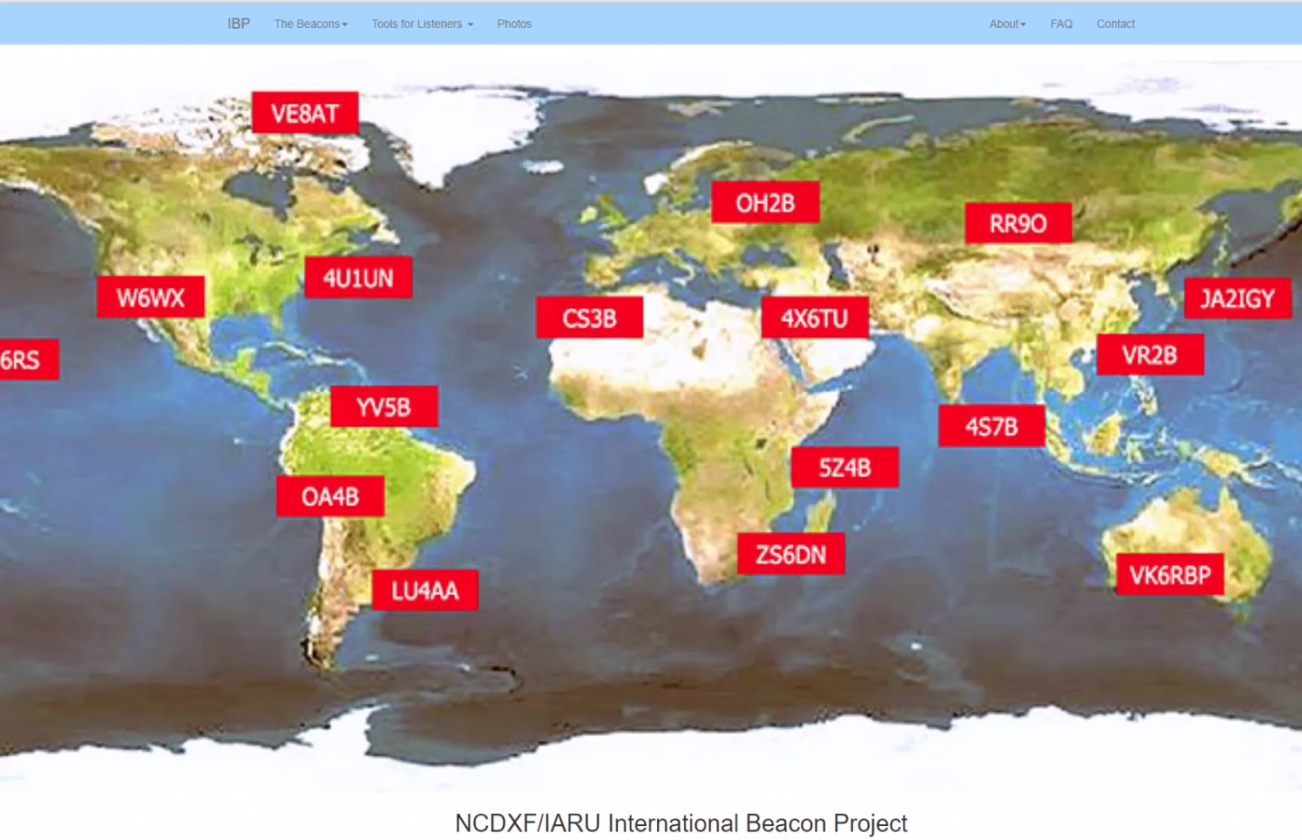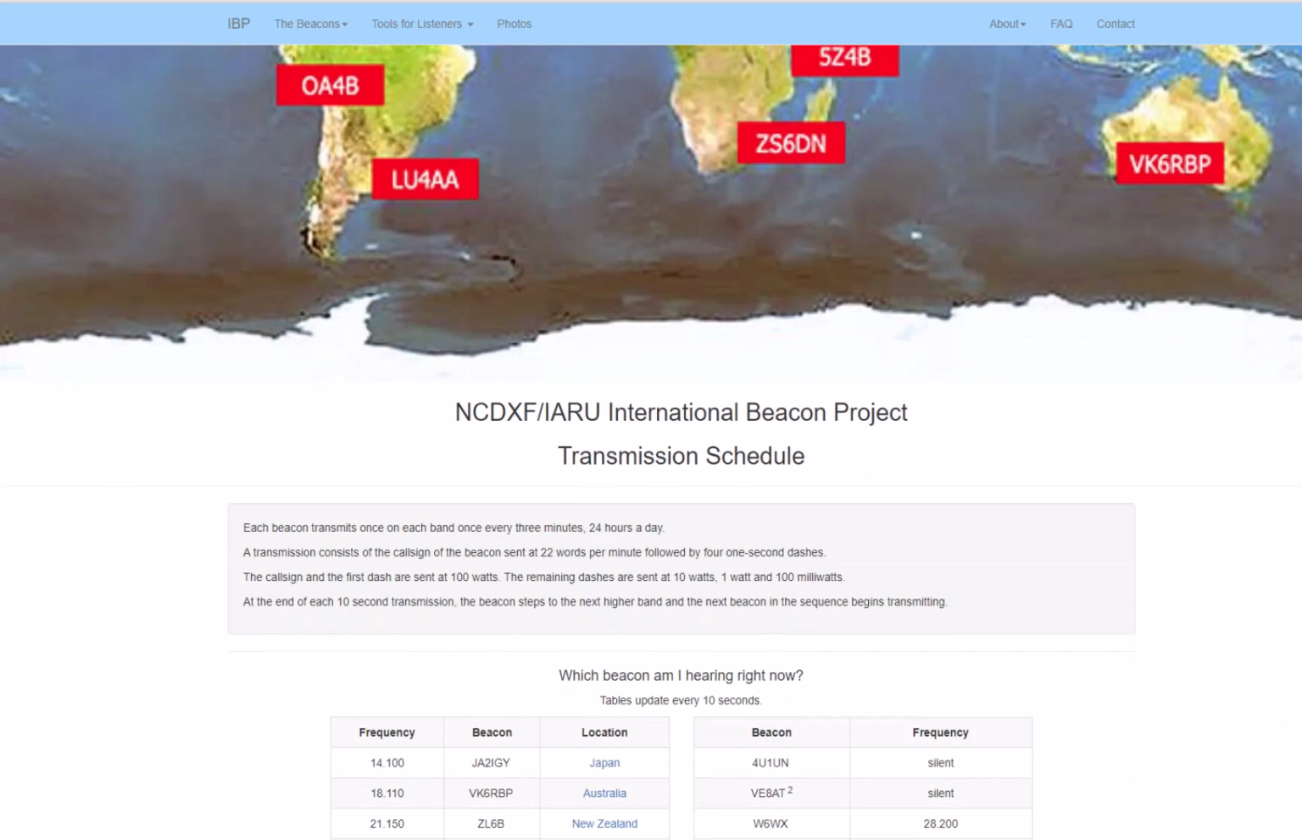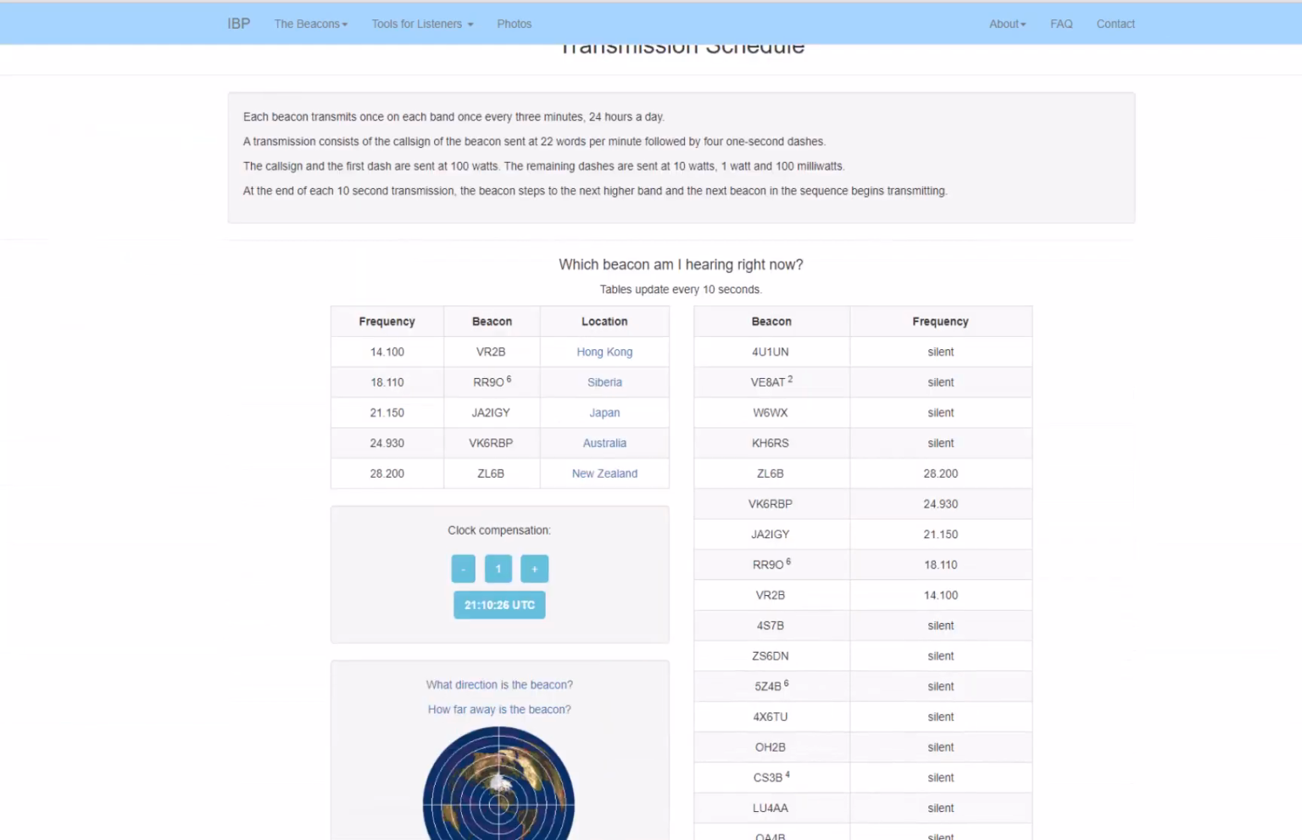There's also an international beacon project where ham radio stations from all over the world transmit at known power levels. They start out with 100 watts, then go to 10 watts, then to 1 watt. And so by listening to those, you can estimate propagation conditions.